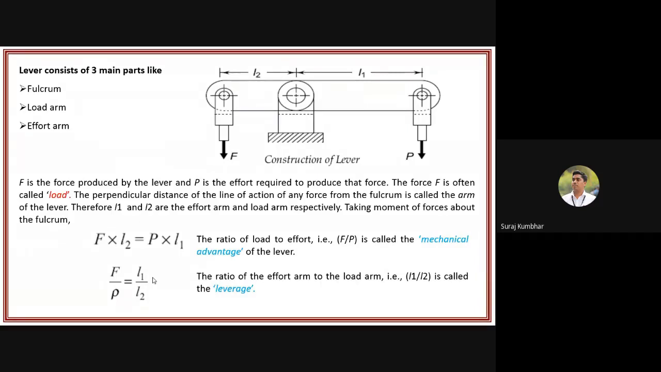So I think up to this you are clear what is L1, what is L2, what is F, and what is P. Okay, so should we go ahead?